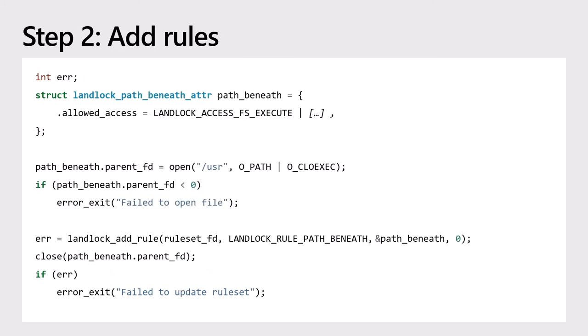The second step is to add rules to this ruleset. To define a rule, we can create a path_beneath attribute which contains a set of access rights. Then we can open a path, which will then be identified thanks to another field from this path_beneath struct. We can then, thanks to the ruleset file descriptor, pass this struct, this rule, to the landlock_add_rule syscall. If the call succeeds, the ruleset gains this new rule.